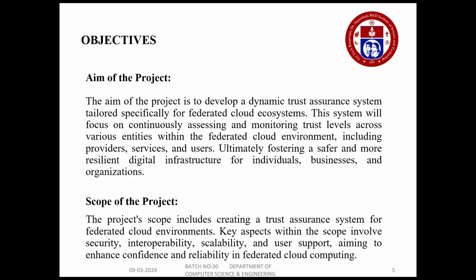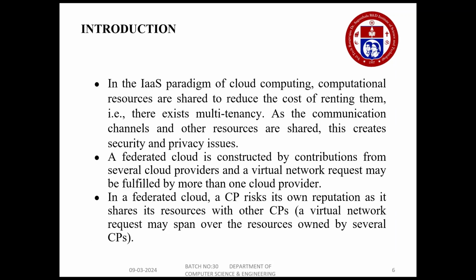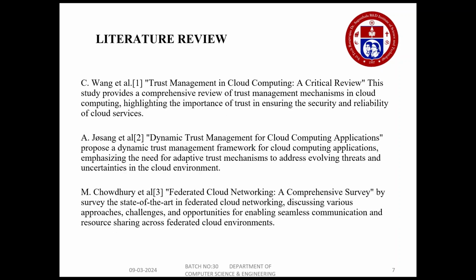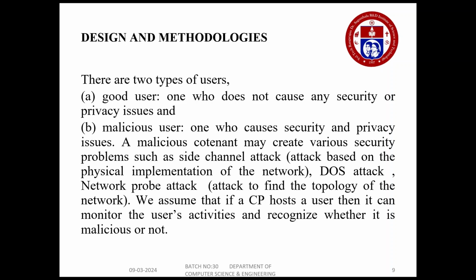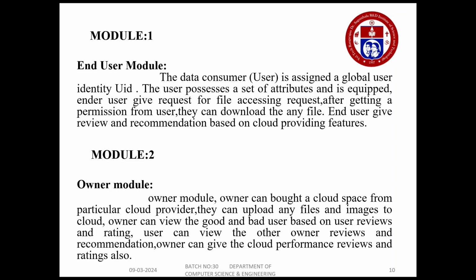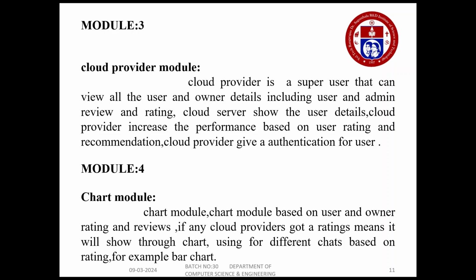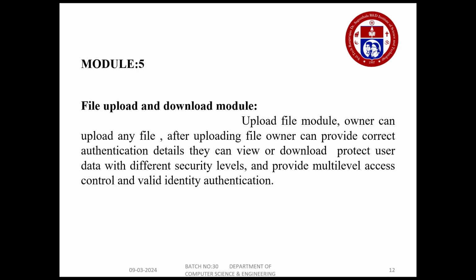And abstract. The abstract of our project is to ultimately provide safer and more resilient data in the cloud for organizations and businesses. The scope of the project is to improve the security, scalability and interoperability of the cloud providers. Now moving on to the introduction: in cloud, there are three types of providers based on IaaS. We have communication channels, and based on the cloud providers we have to take the risks. This is the literature review of the project.